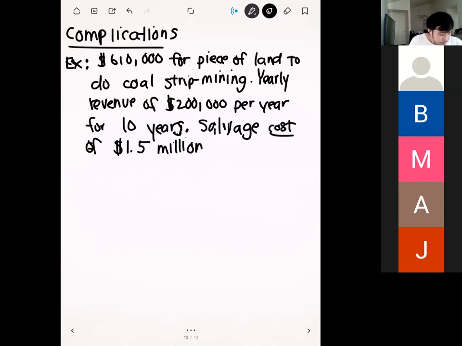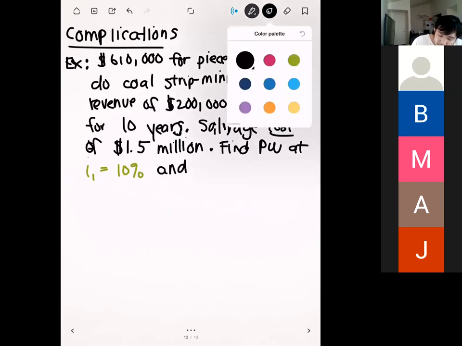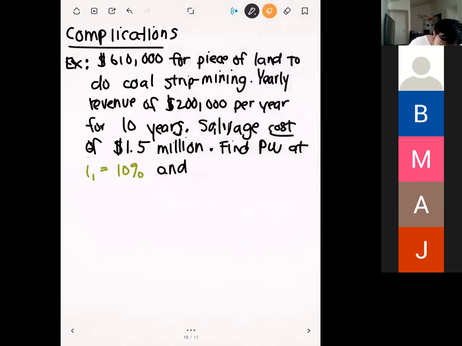Okay. What I want you to do for this problem is find the present worth of this investment to see if it's worth it. But I want you to do it at 2 different interest rates. So let's find the present worth at, we'll say that I1 will be 10%. And we'll compute a second present worth at 3%.